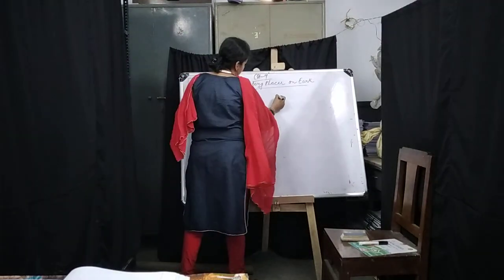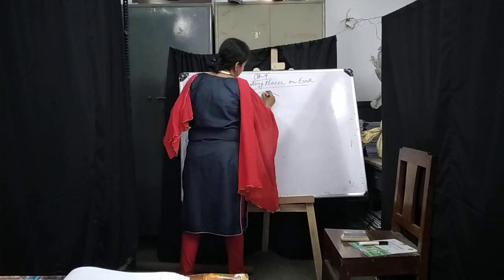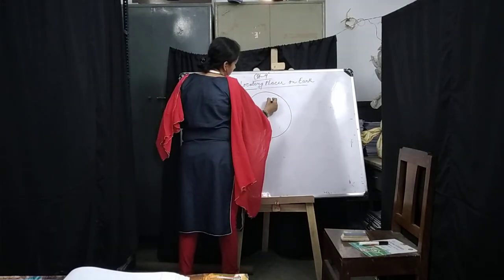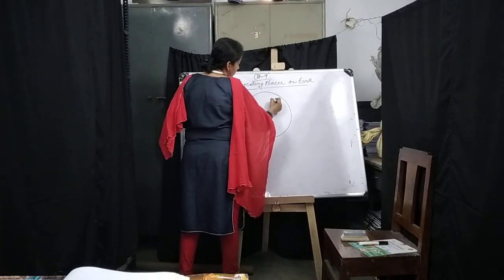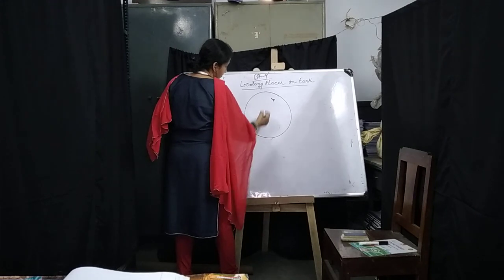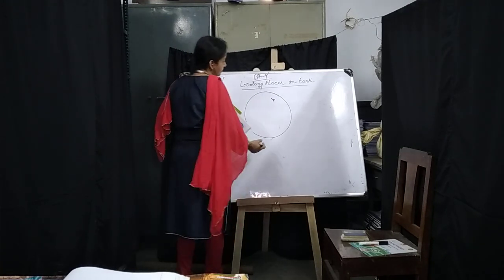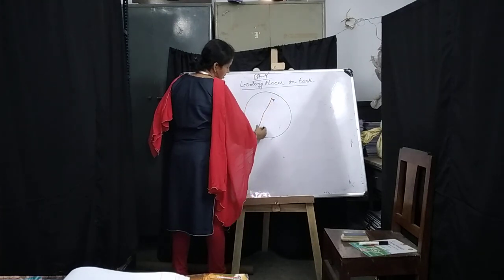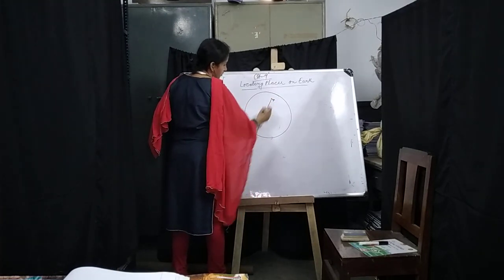So, suppose that this is the earth and this is the North Pole and this is the South Pole. Some lines are passing from north to south.